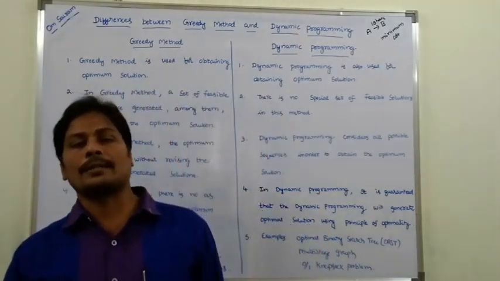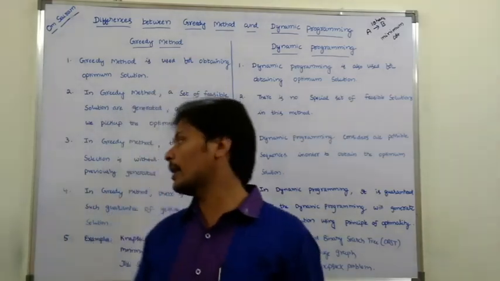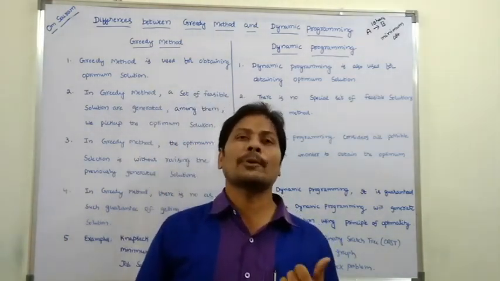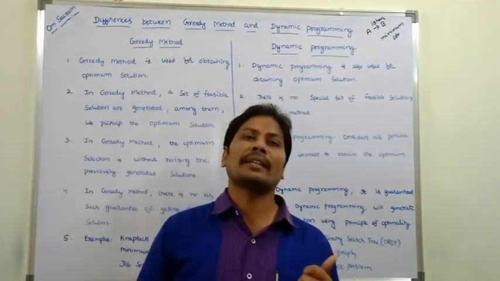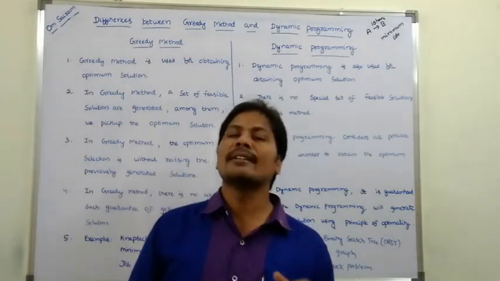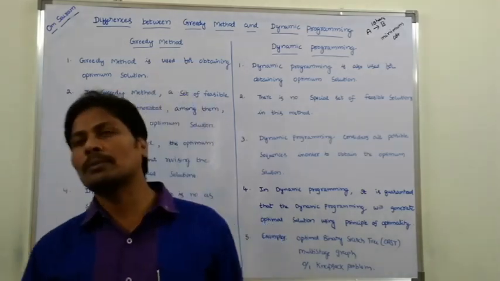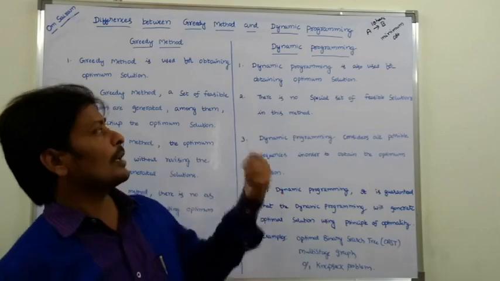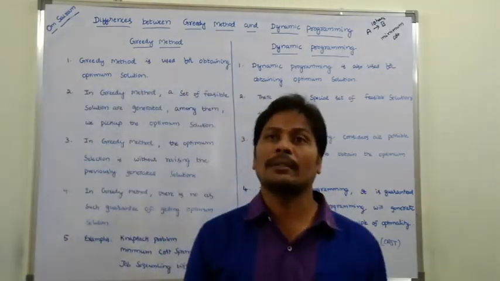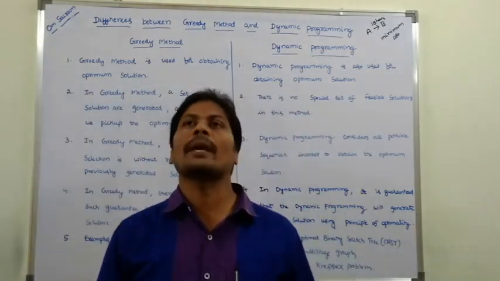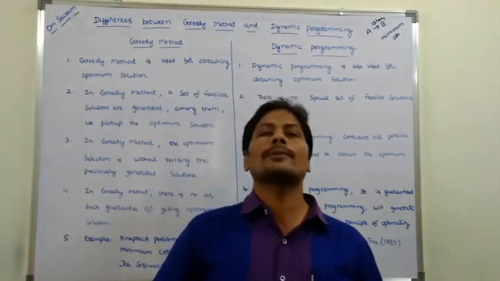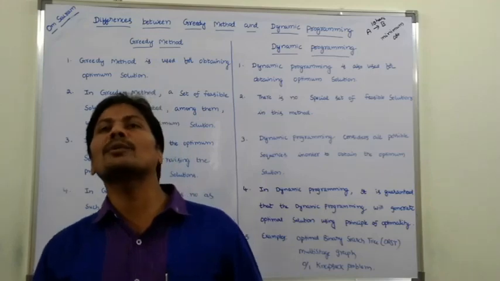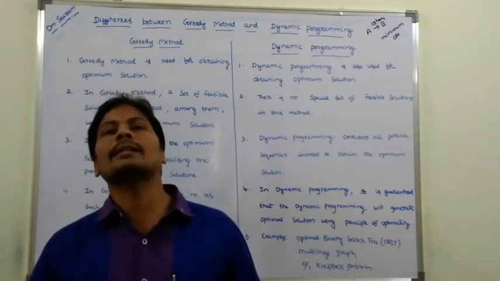Next, examples for greedy method are knapsack problem, optimal storage on tapes, optimal merge pattern, minimum cost spanning tree, single source shortest path problem. These are the examples of greedy method. Next we can go for dynamic programming. Dynamic programming is also one of the algorithm design techniques. Compared to greedy method, it is somewhat difficult.